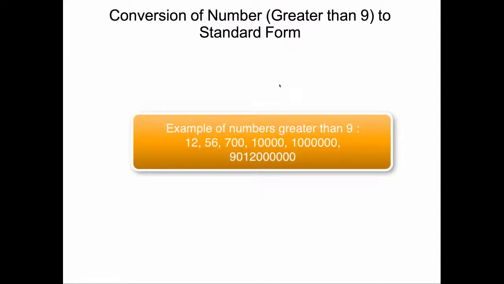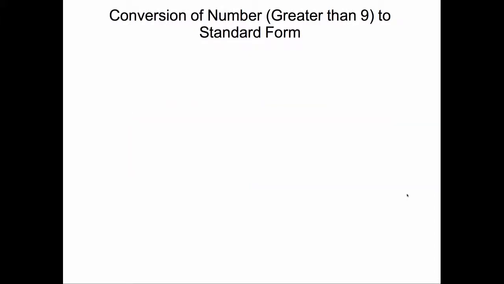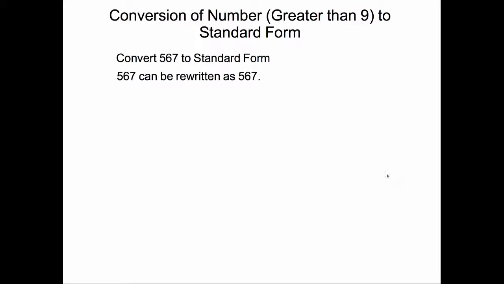Examples of numbers greater than 9: 12, 56, 700, 10,000, a million. All these numbers are greater than 9. In this example, we're going to convert 567 to standard form. Let's start by rewriting 567 by adding a decimal point behind 7. Okay, let's spread out the digits and we add a decimal point behind 7.